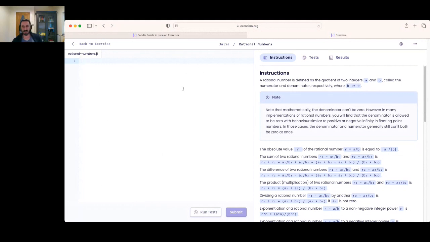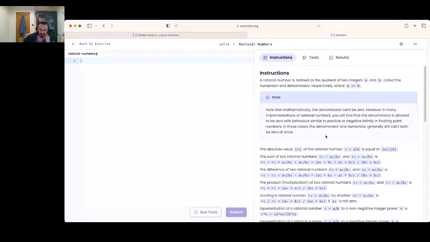So, okay, instructions. A rational number is defined as the quotient of 2 integers a and b, called the numerator and denominator respectively, where b does not equal 0. Note, okay, so this is one of the notes where it's like, well, technically, actually it can, but for all intents and purposes for this exercise, they can't. So an absolute value of a rational number is equivalent to the absolute of a over the absolute of b. Gotcha. The sum of 2 rational numbers is complicated. Gotcha. The difference is also complicated. I remember how to do multiplication of rational numbers, so that's easy enough.